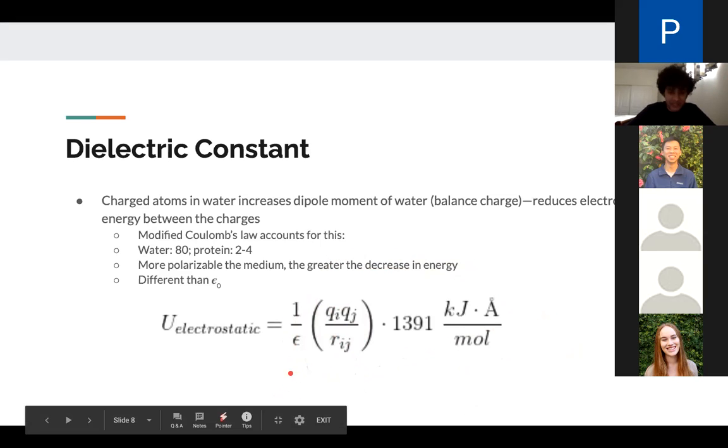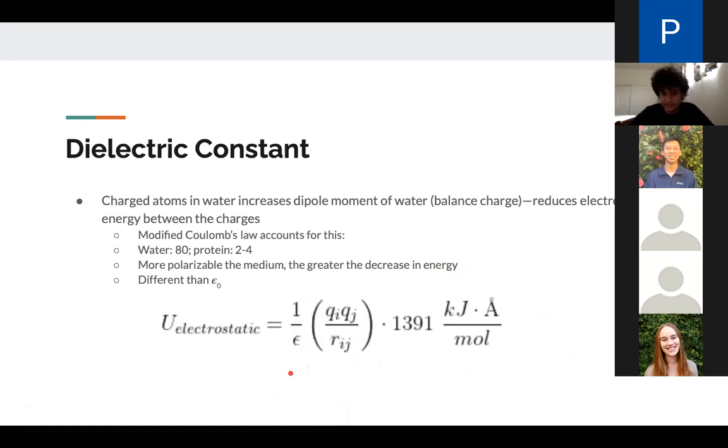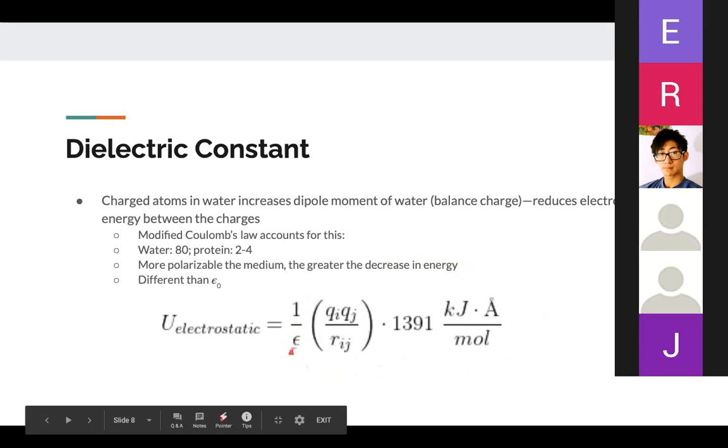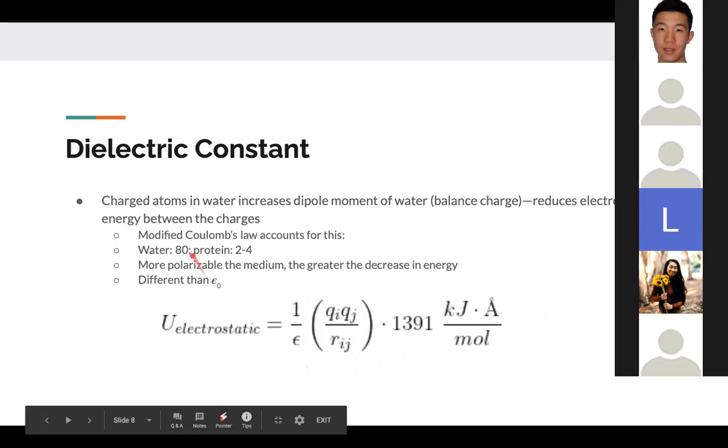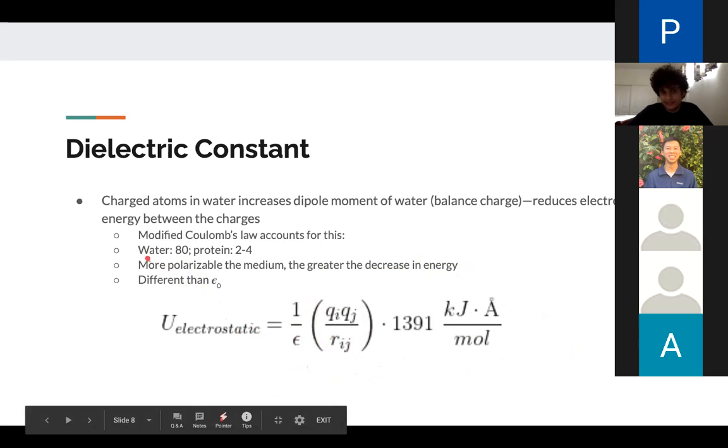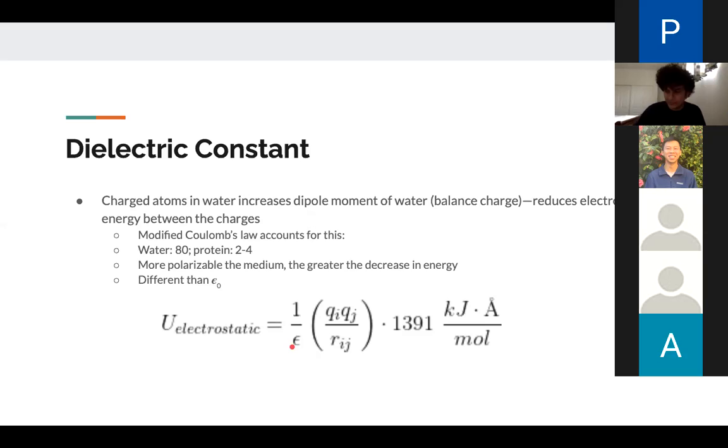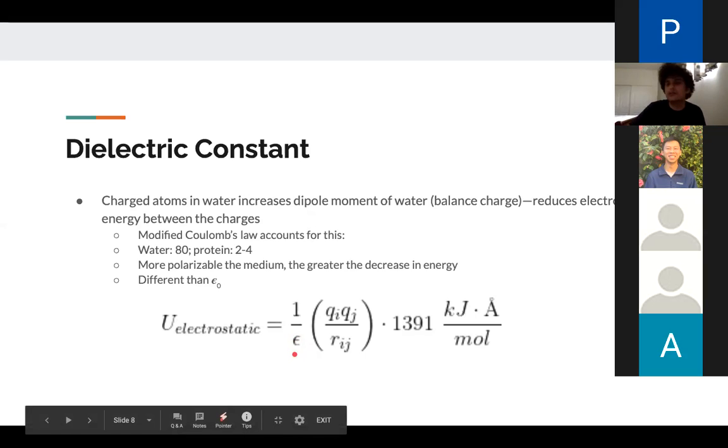And then when you're not in the vacuum, so if you're in any other environment, you now have this factor, this dielectric constant. That's why in water you have 80, in a protein it's 2 to 4, it's a different environment. But the important thing to take away from that is if you're not in a vacuum, the energy of the interaction should decrease by whatever factor you put in there. Okay, thank you.